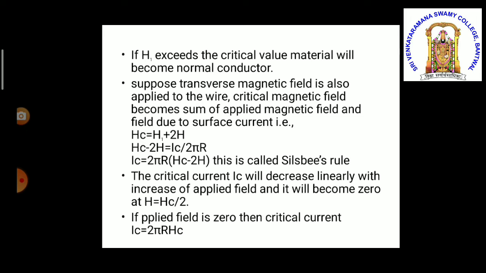This is called Silsbee's rule. The critical current Ic decreases with the applied field. If we increase the applied field H, the critical current goes on decreasing because of the minus 2H term. And it will become 0 when H is equal to Hc by 2. When H is equal to Hc by 2, the critical current Ic becomes equal to 0. If the applied field H is 0, then the critical current is maximum, that is Ic is equal to 2 pi r Hc.